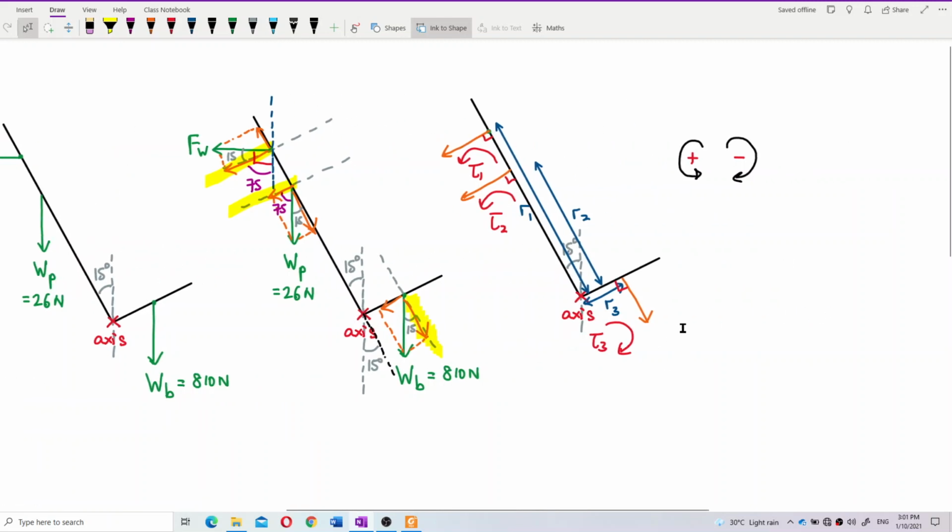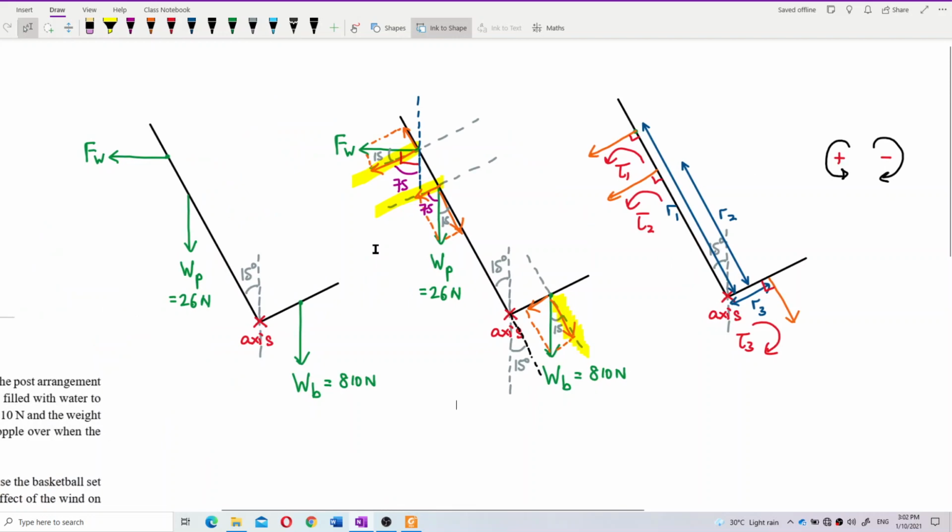Remember we have this one is clockwise direction. It turns this whole thing clockwise. Torque 3 is clockwise. Torque 1 and torque 2, they are turning this whole thing anti-clockwise. So we can use turning clockwise torque as negative, turning anti-clockwise torque as positive. Apply that positive and negative to the direction of the torque, and then apply total torque equal to 0, and surely you can find the force FW.